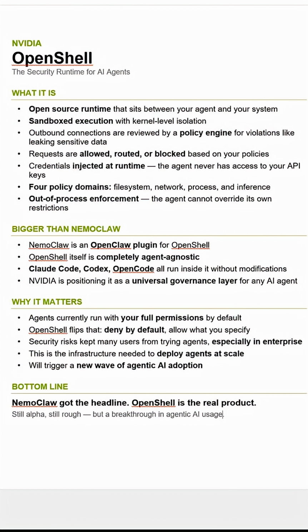That means the agent does not have direct access to your API keys, which makes it much more difficult for it to leak them. You define all of this with declarative policies in YAML files. There are 4 policy domains: file system, network, process, and inference. The important part is that all of this enforcement happens outside the agent's process. That means the agent cannot override or bypass its own restrictions. There are cases of OpenClaw removing security that has been applied to it in other environments.